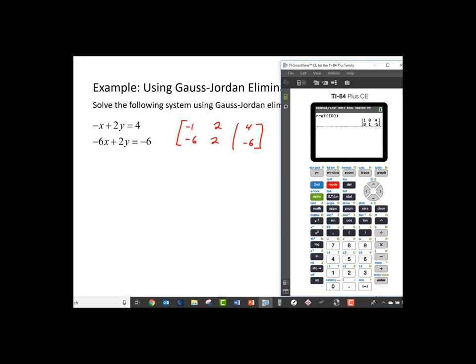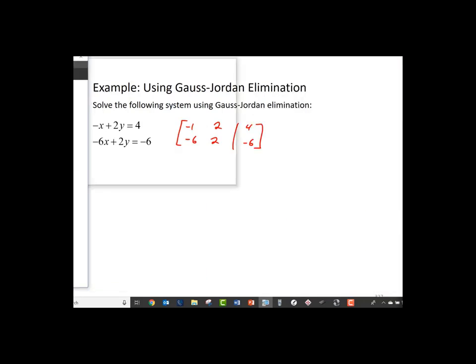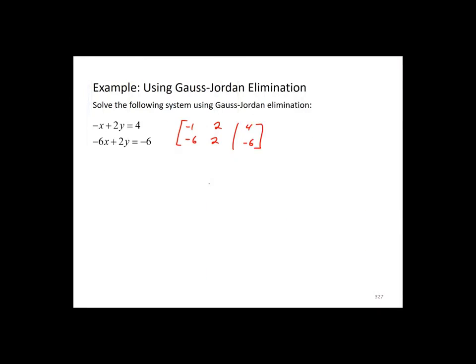And if you notice, the last command we used was RREF of A. I want to do that same function again. So if I press enter, it will recalculate that using the new matrix A that I've typed in. So the reduced row echelon form of this matrix is in the first row 1, 0, 2, and in the second row 0, 1, 3. So again, this corresponds to x equals 2, y equals 3, or the ordered pair (2, 3).